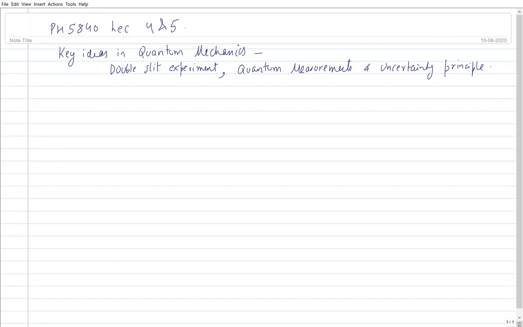So, why the double slit experiment? I mean, of course, most of you have perhaps already seen it, but essentially the most beautiful aspects of quantum mechanics can be appreciated via the double slit experiment.